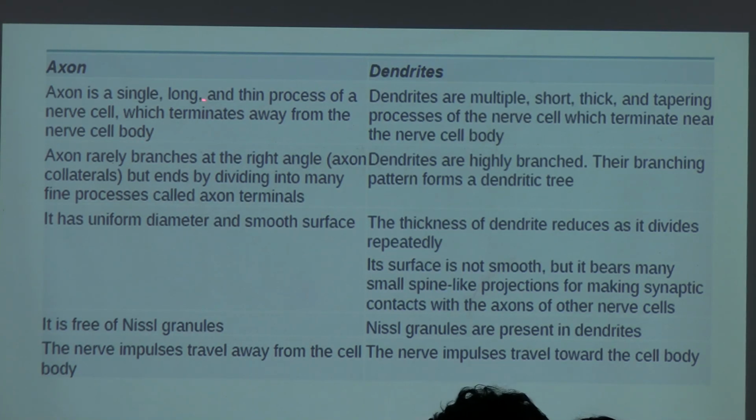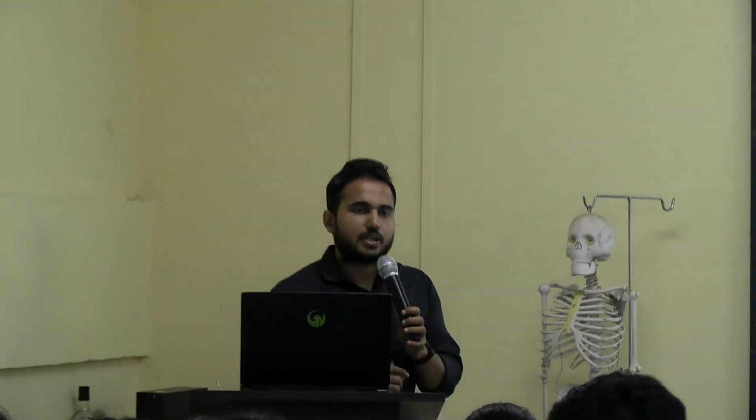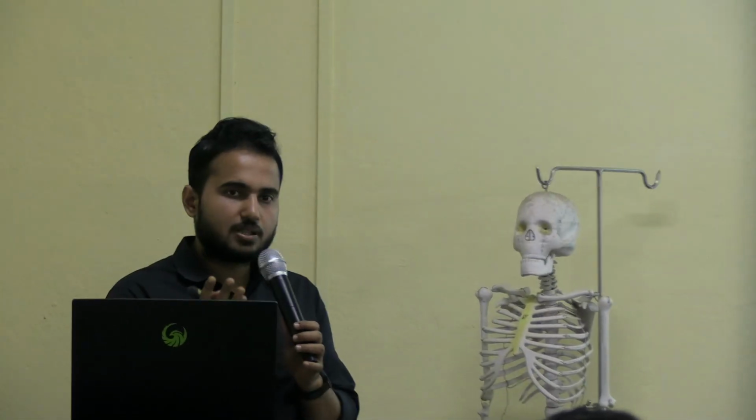That means the axon is a long, thin process of the nerve cell. And the dendrites are multiple, short, thick, and tapering processes, which terminate near the cell body. So the axon terminates away from the cell body, while the dendrite terminates near the cell body. You have seen the diagram also. Next, the axon rarely branches at a right angle. So you will not see the axon branching at a right angle. In some cases axon collaterals are there, but their branching is also not perpendicular.